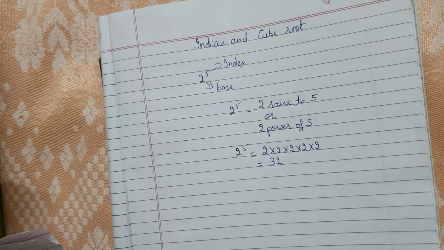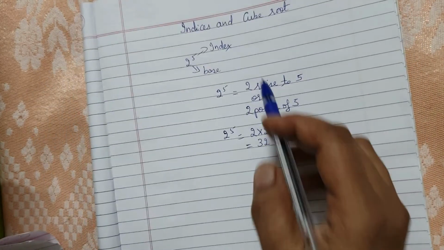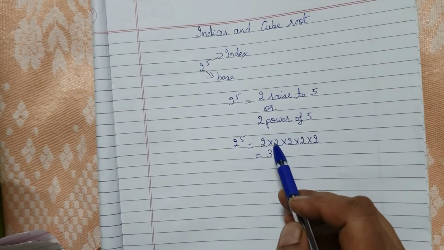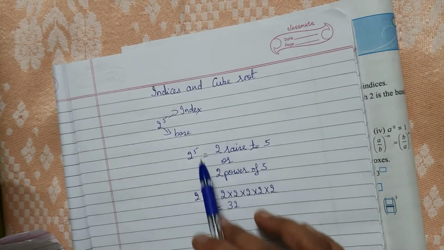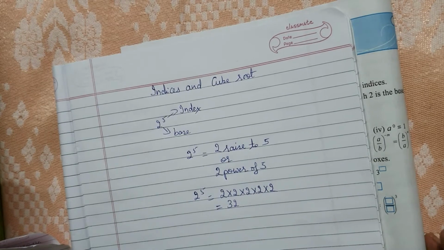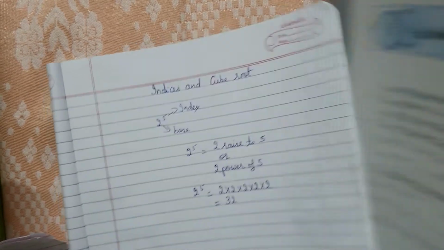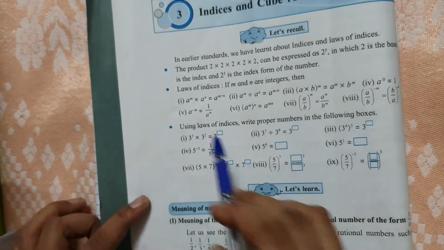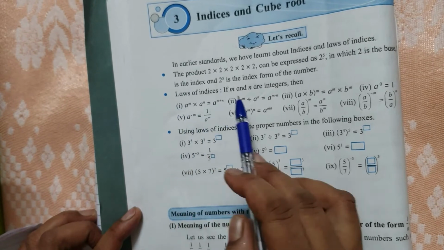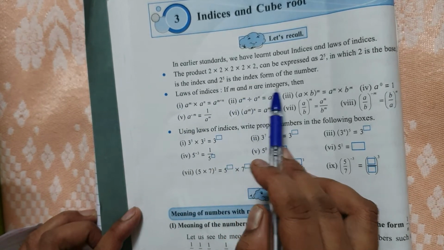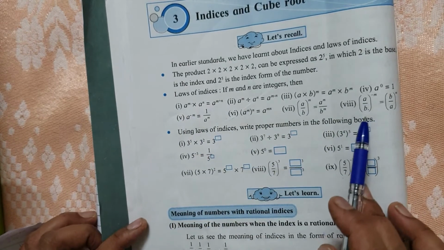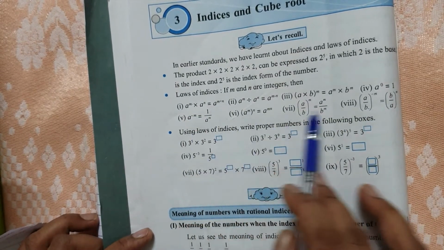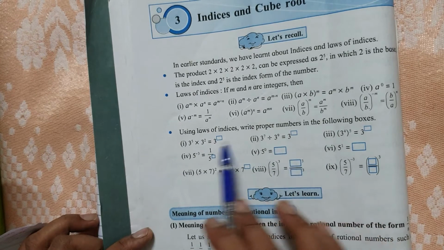The same way, this is the 7th standard maths, which we have already learnt. So we just did the revision, now we are going to start with the sums. Here it is given, laws of indices. If m and n are integers, then here there are 8 formulas given. So according to the formulas we have to solve this.